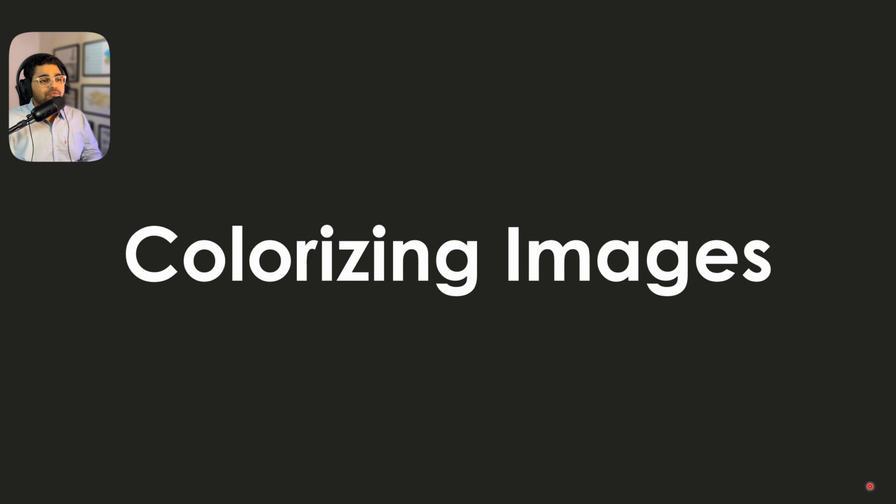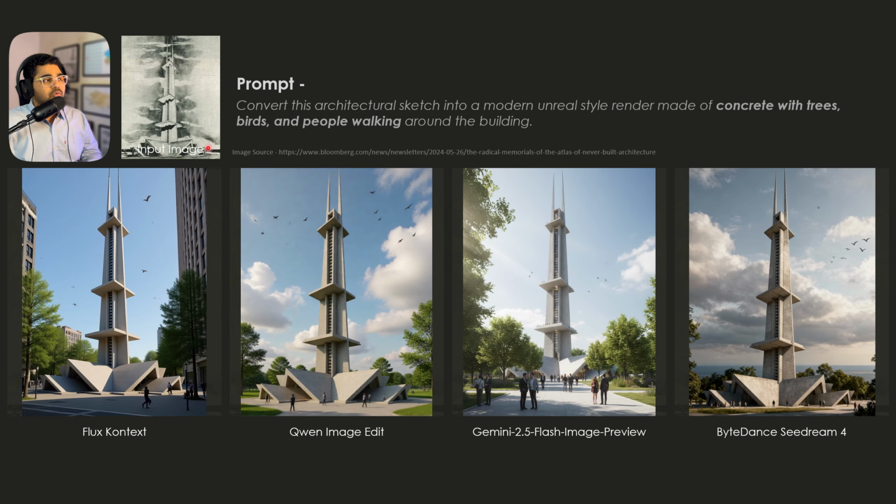And the next few set of tests I'm calling as colorizing images. So I've taken some old architectural buildings which were never brought to life, and this is the source of the images that I've taken from. Now this is the first image where I'm saying convert this into Unreal style render made of concrete with trees, birds and people walking. And the clear winner has to be NanoBanana. None of the remaining 3, that is the Kontext, QwenImage and Seedream, come close. So the win goes to NanoBanana.